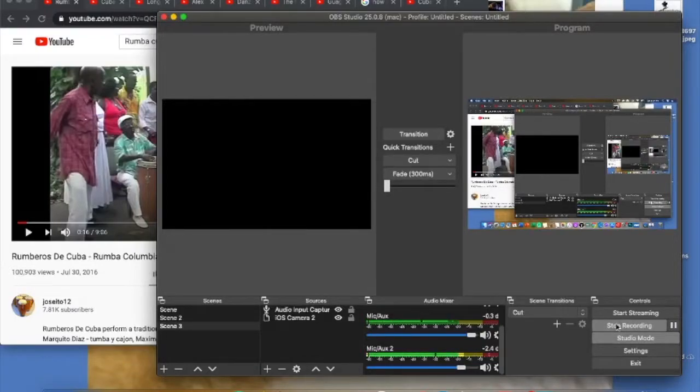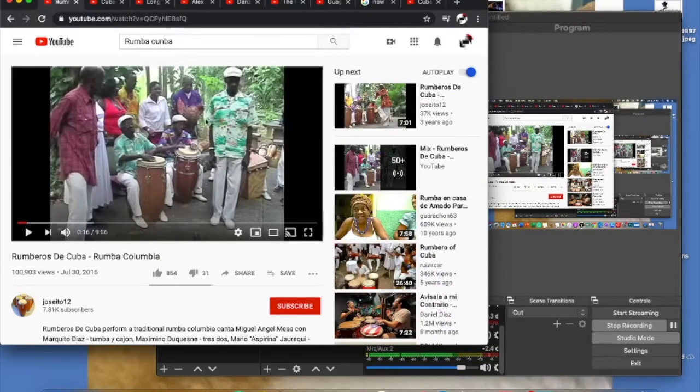Alright friends, here we go with our next lesson on the music of Cuba. We're going to check out some examples of different styles of Cuban music and talk a little bit about them. The first example is an example of a rumba.